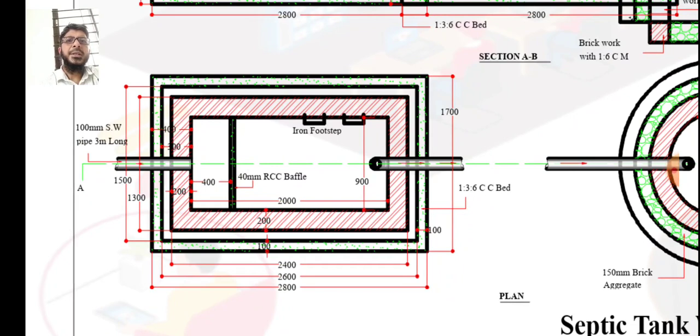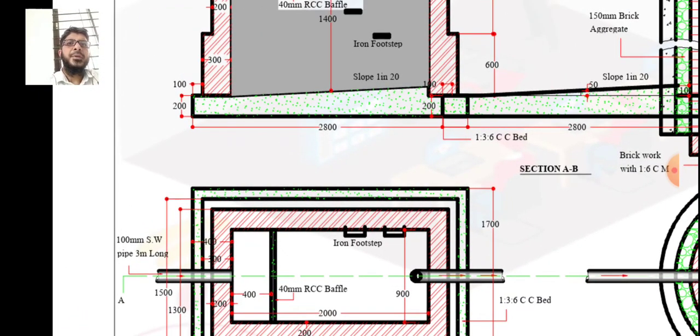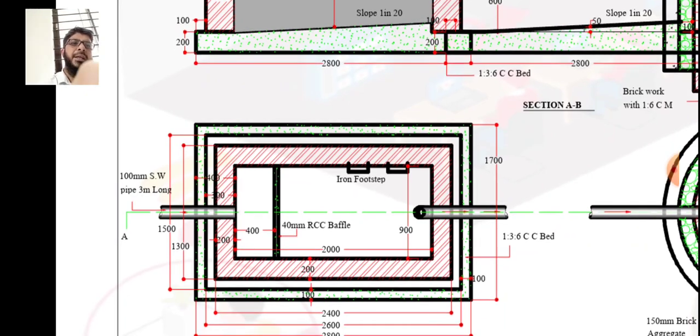You can see the overall size of the septic tank, 2.8 meter by 1.7 meter. So leaving 100 mm as offset, the first wall has a width of 300 mm. Then the next step is 200 mm.